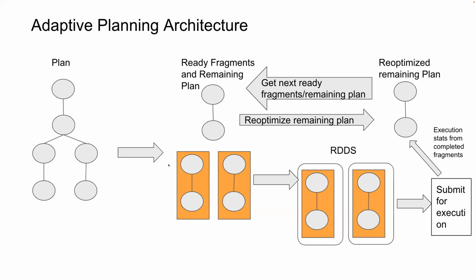So you submit the ones that are ready for execution, converting them to RDDs. Then we use those execution statistics to re-optimize the remaining plan left over from the plan fragmenting. For example, you might switch which side is the build side of a hash join. If you had put a larger table instead of a smaller table for the hash table, you can switch that. Now we have this re-optimized plan, and we send it back for fragmentation.